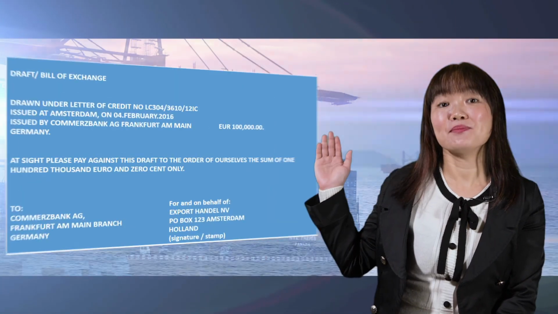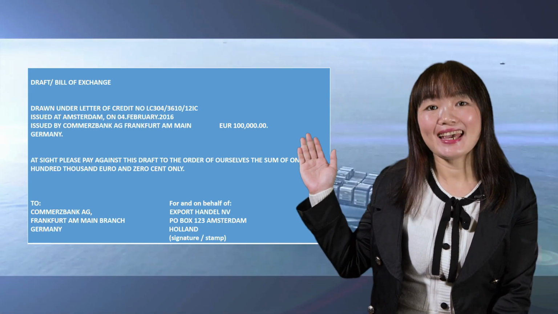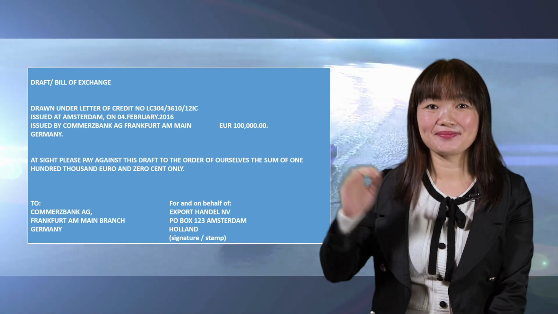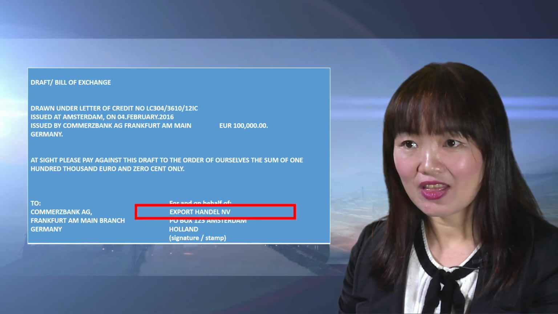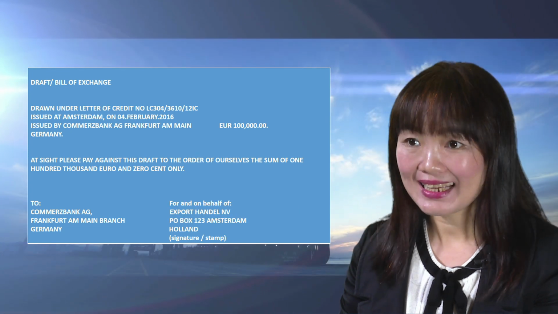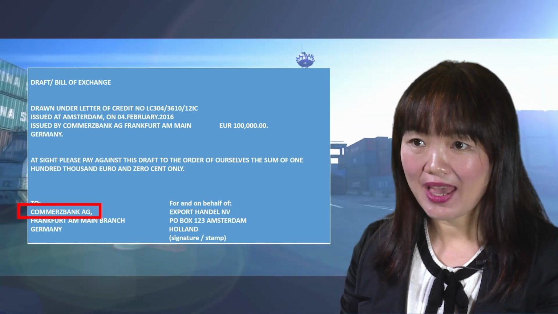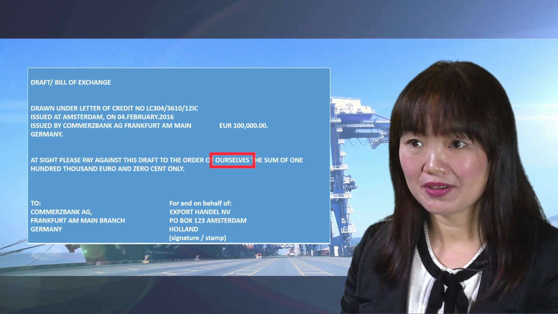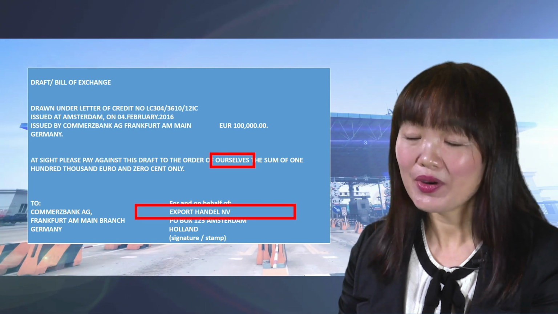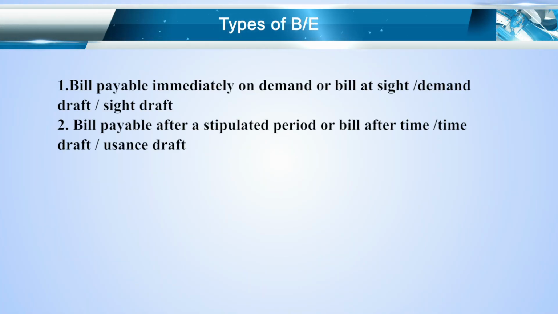Let's look at the specimen Bill of Exchange and indicate the 3 parties respectively. The first one is the drawer, Export Handle NV. The second is the drawee, Commerce Bank AG. And the third is the payee, ourselves, who is Export Handle NV. Are you clear with the parties now? Then let's move to 2 major types of the Bill of Exchange: sight draft and time draft.